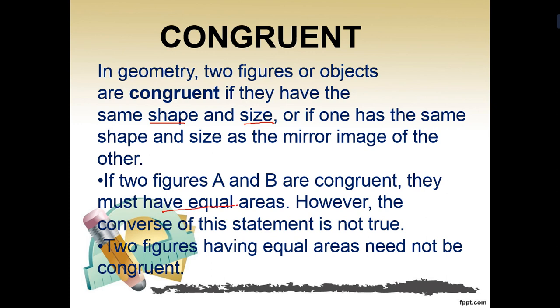Then areas are also equal. However, the converse of this statement is not true. Two figures having equal area need not be congruent. So again I repeat, when we say congruent, meaning same shape and size, then areas are equal. If they are congruent, areas are equal. The converse of this is not true. Two figures having equal area may not be congruent.